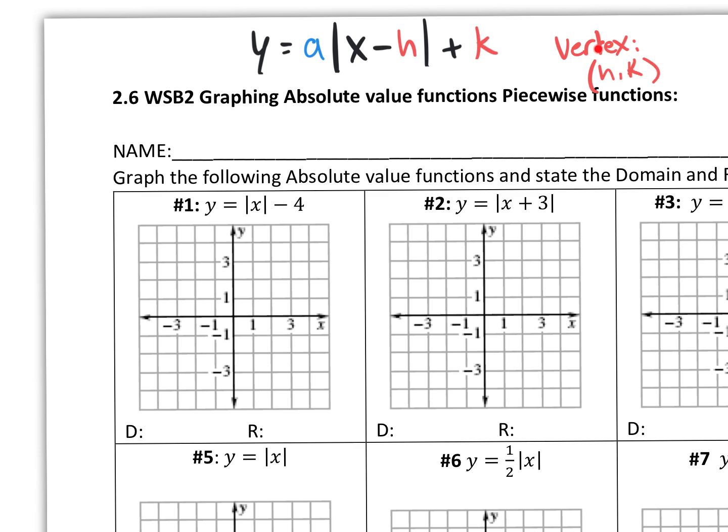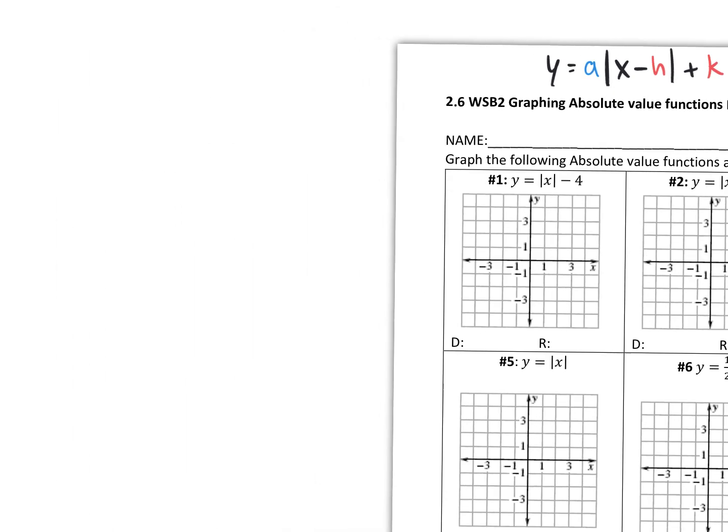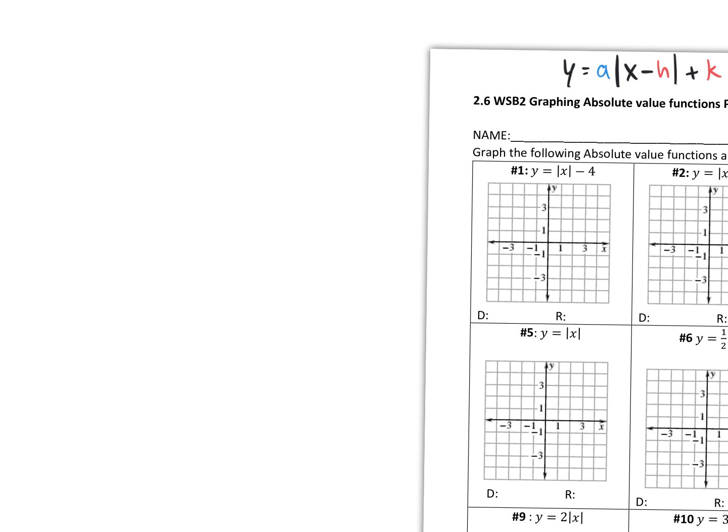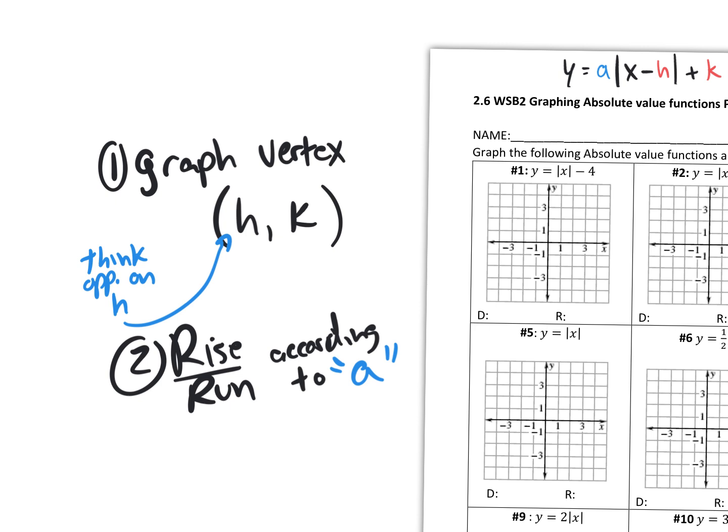Anyways, you identify that point, and then from that point, you use your a as rise over run to find your other points from that vertex. So if you weren't here yesterday, this is what we learned, that using that form, you first graph your vertex, which is the hk value. And of course, think opposite on h, and you take k for what it is. And then after you graph that vertex, then you rise and run according to the a value. And you do that in both directions, right?